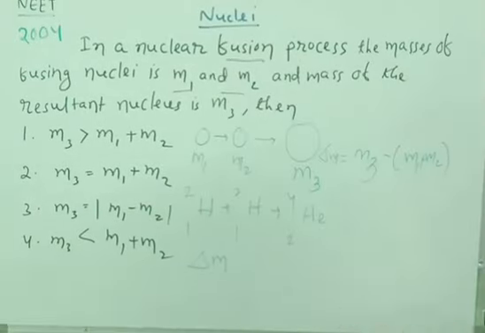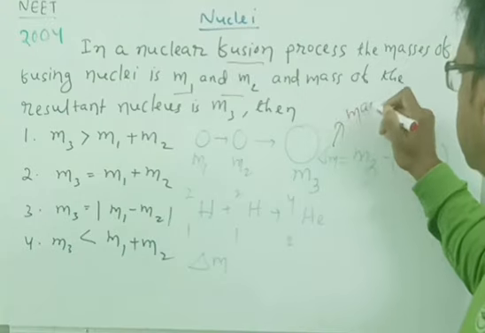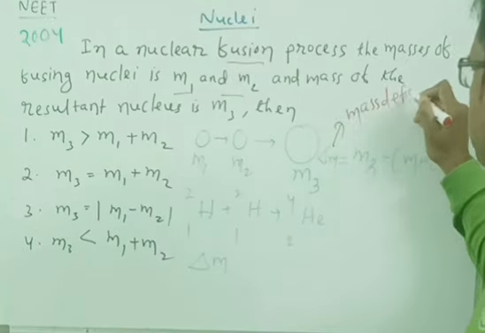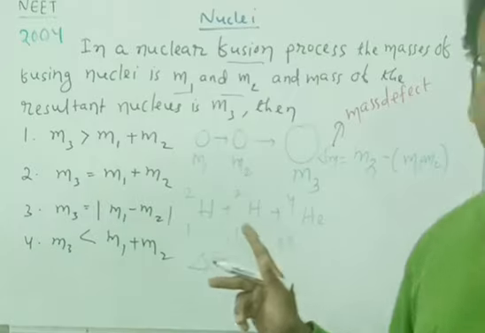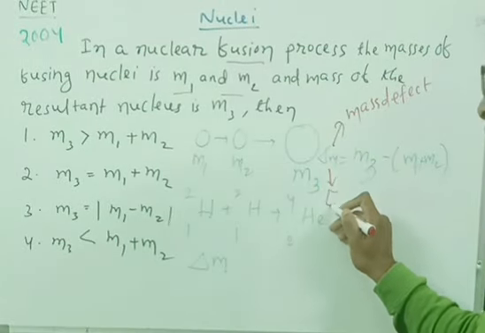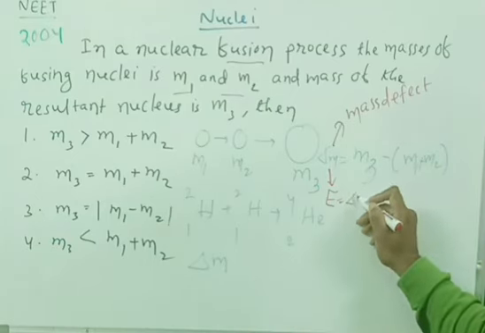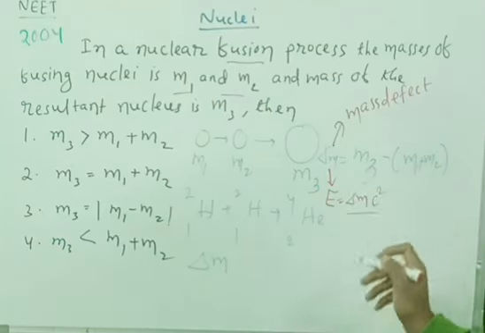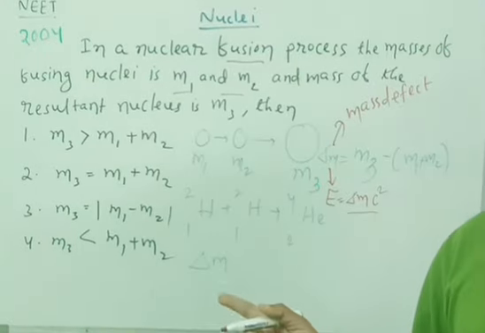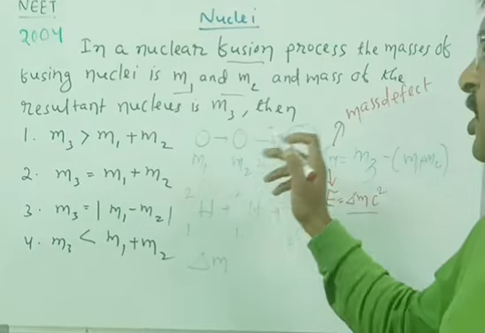Okay student, this is called the mass defect. And what is the utility of this mass defect? According to Einstein's mass energy equivalence, this is converted into energy by delta m c square, and this energy is responsible for binding of these two nuclei together.